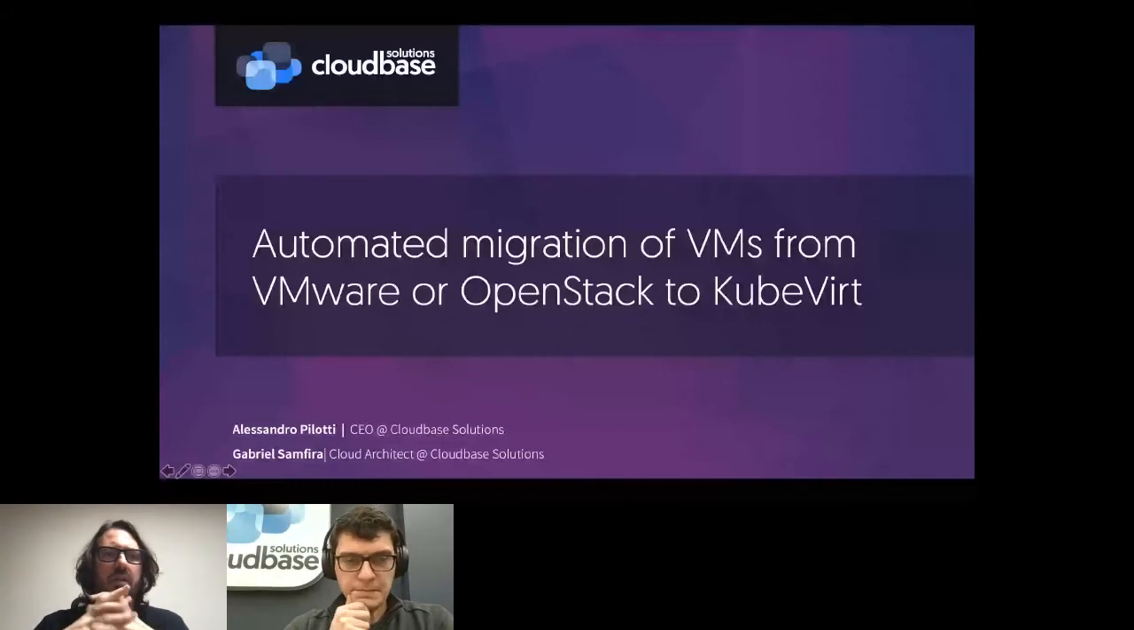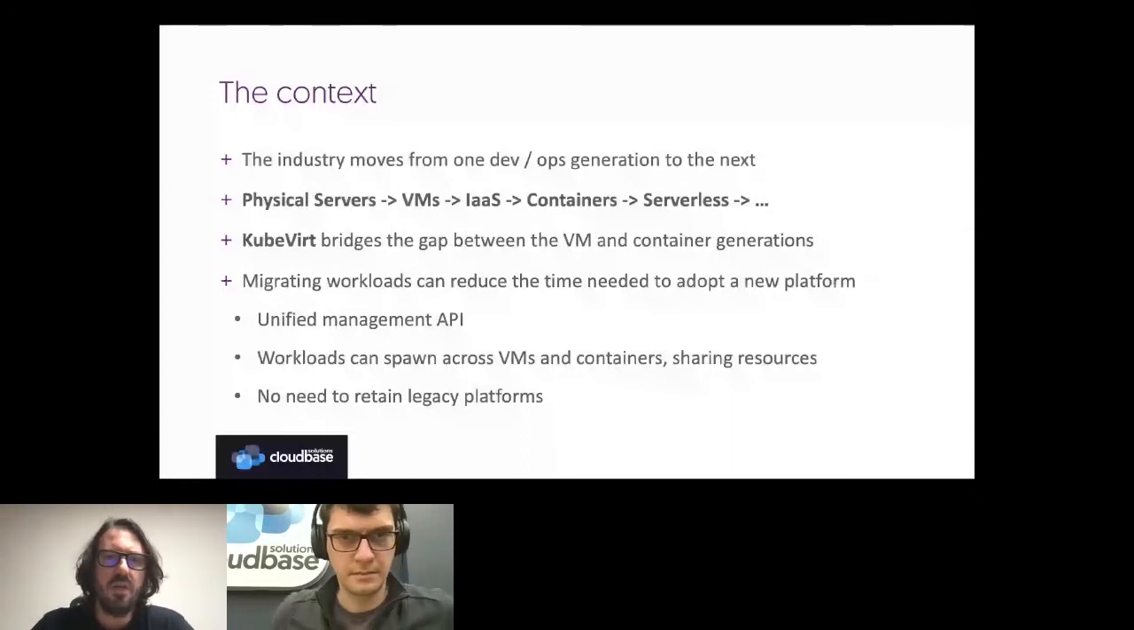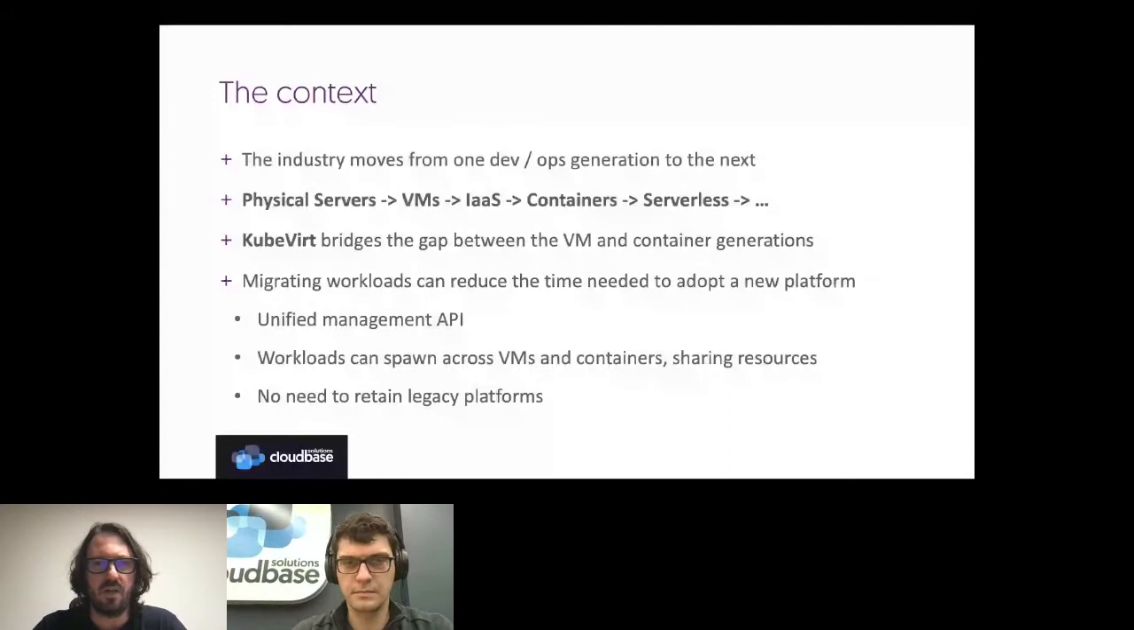So a little bit on the context. The main idea is that in our history working in clouds, first with OpenStack and then with Kubernetes and so on, we saw that customers and users are always moving between different generations of IT infrastructure, from physical servers to VMs, infrastructure as a service, then containers, now serverless, and so on. So what we really liked with the KubeVirt project was the idea of bridging that gap between VMs and containers. Those are two different generations and this journey across infrastructure.